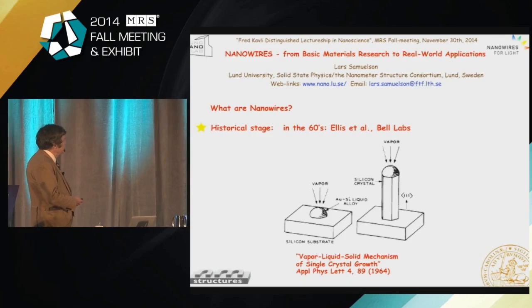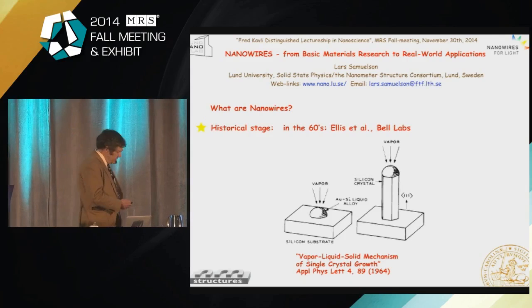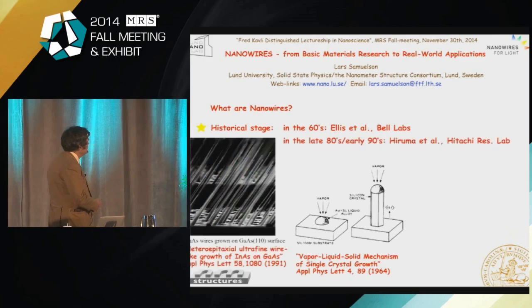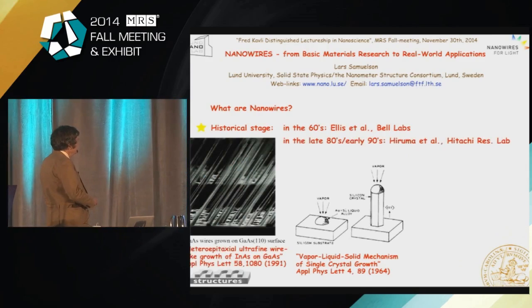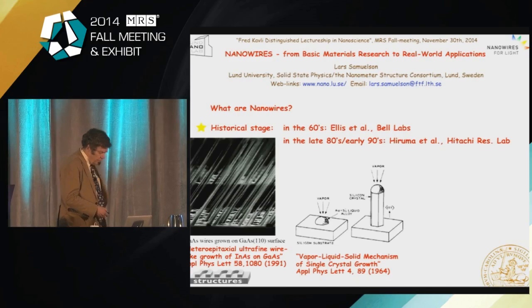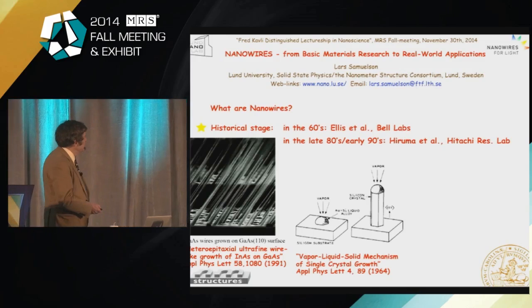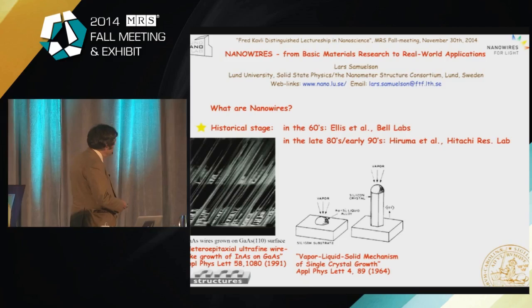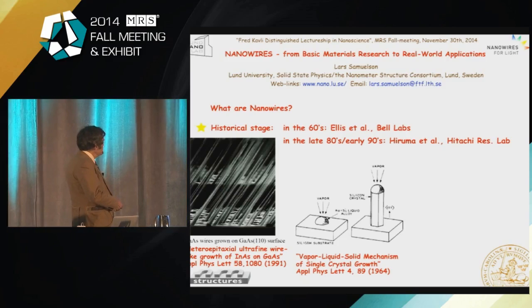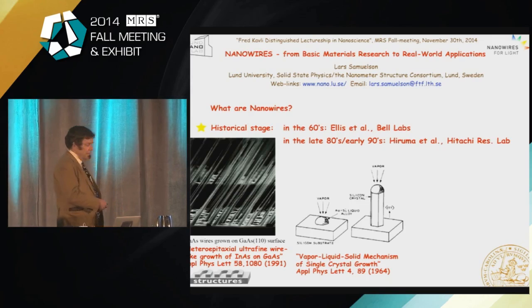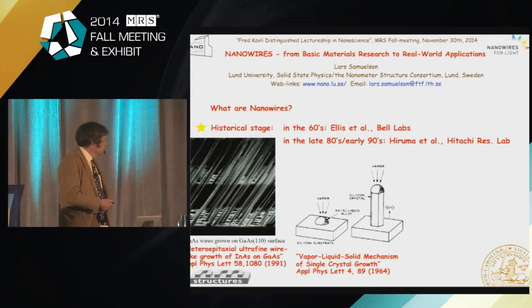Then not really much happened for a long, long time. 25 years or so later, there was a group in Japan led by Dr. Kenji Hiruma at Hitachi Central Research Lab, who really showed people like me and a lot of others that it was possible to do compound semiconductor nanowhiskers or nanowires of indium arsenide, gallium arsenide, and related compound semiconductors. So this is from a paper that was published in 1991. He started this research at the end of the 80s and had to leave it at around 96, 97.